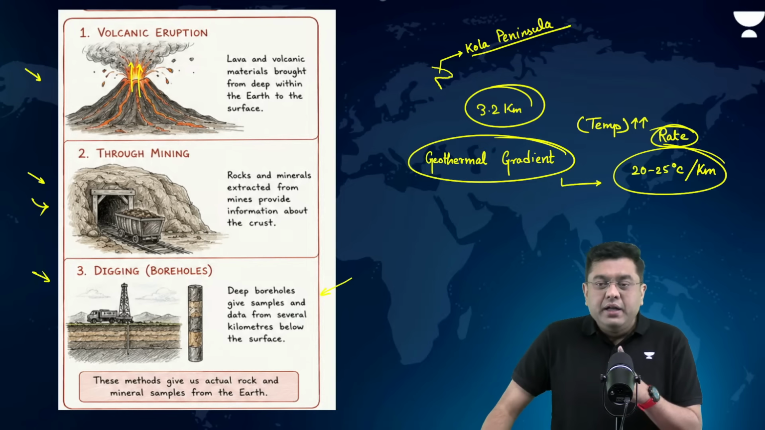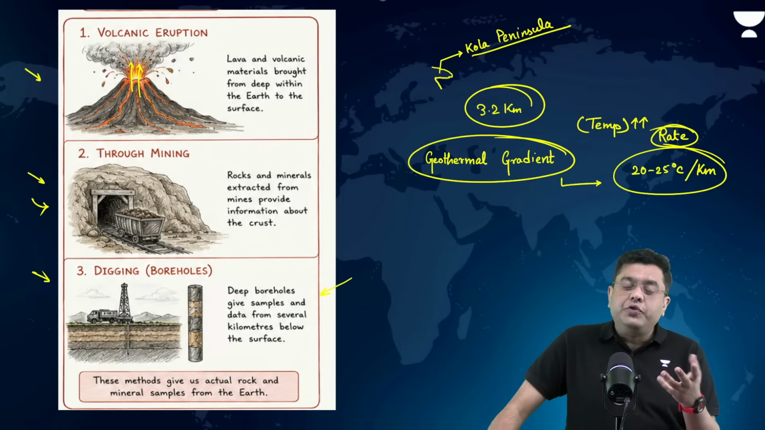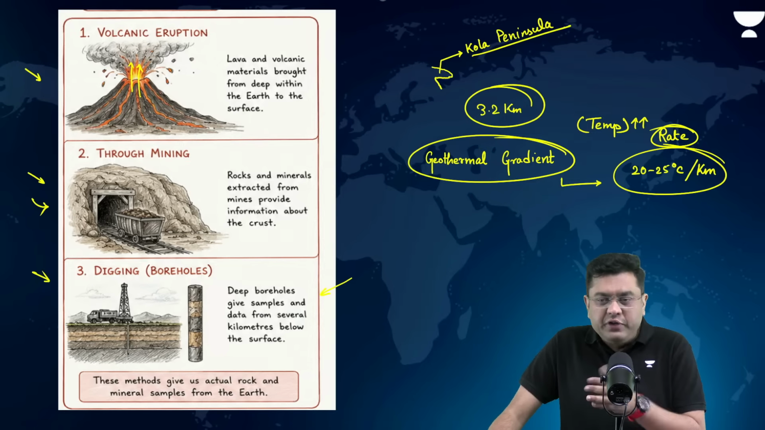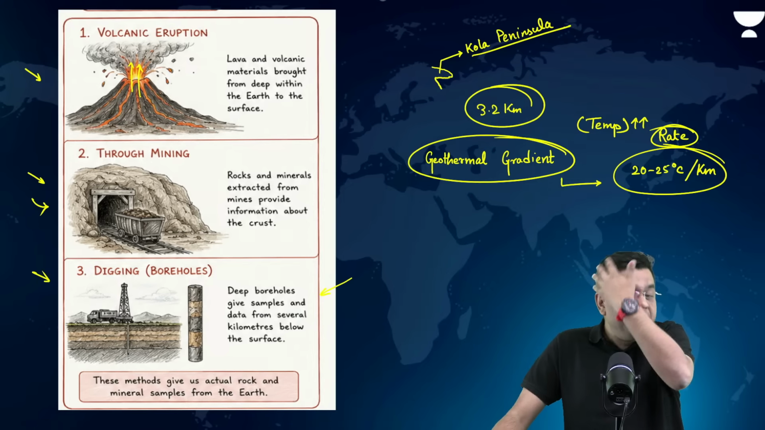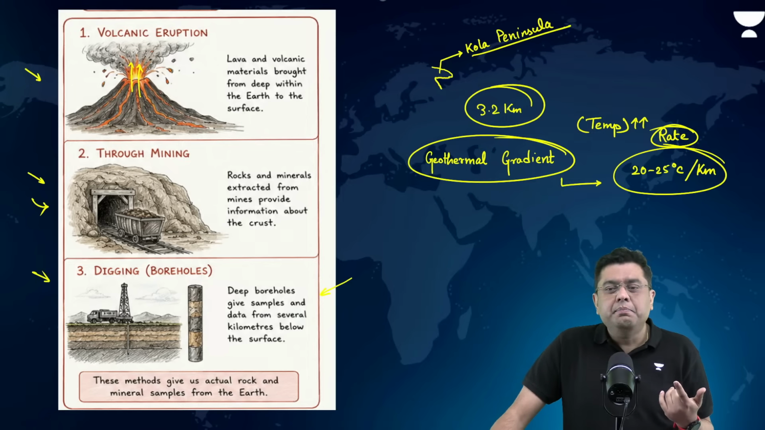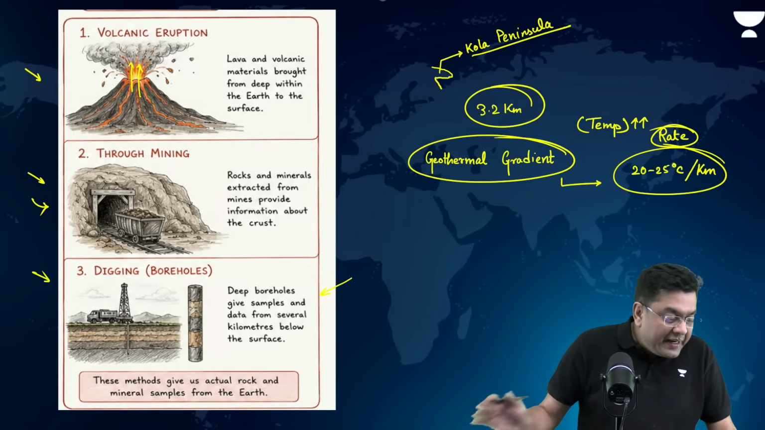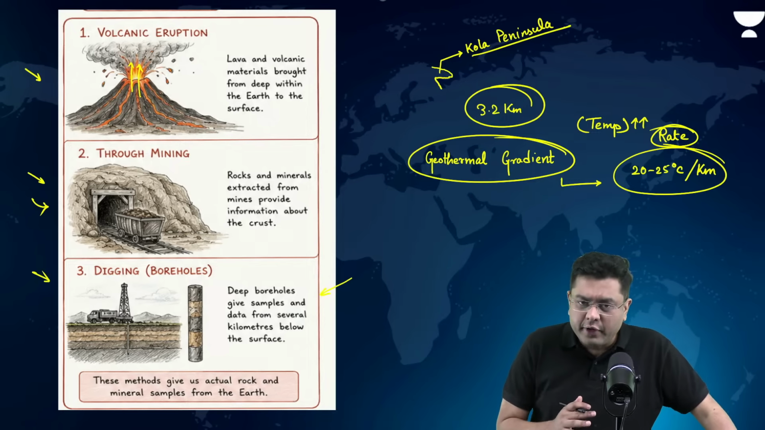Having said that, this is not common or consistent everywhere. It changes. In certain areas, it can be much less. In certain areas, it can be much higher as well. But these are your direct sources of information.